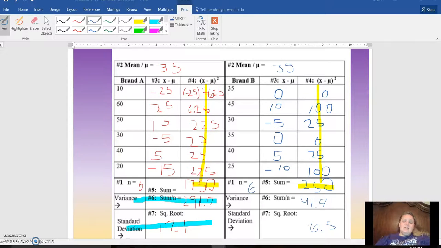Alright guys, so we had just finished doing the standard deviation, and we learned that the bigger the standard deviation, the more spread out the data is, and it's fairly easy to tell. It goes from 10 to 60, so that range right there is 50. And this range is from 25 to 45, so that range is 20. So that data is closer together, and that's why that standard deviation would be smaller.